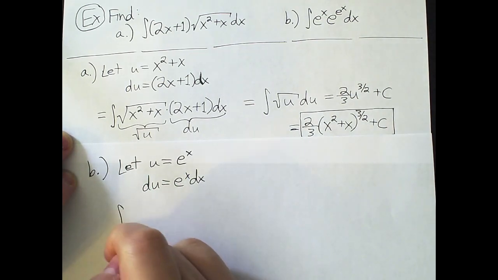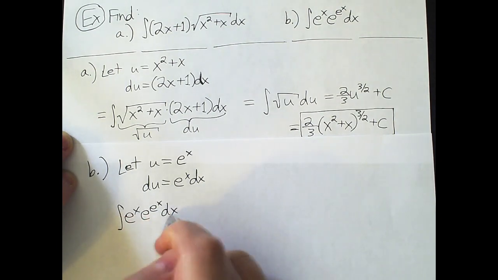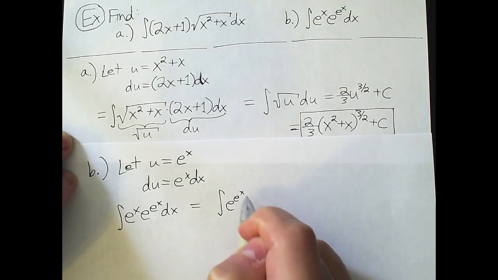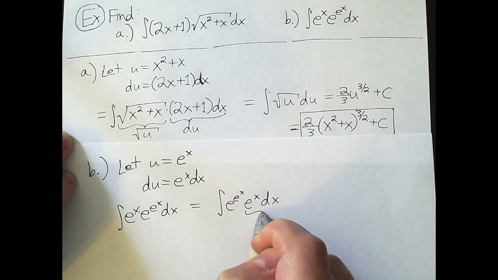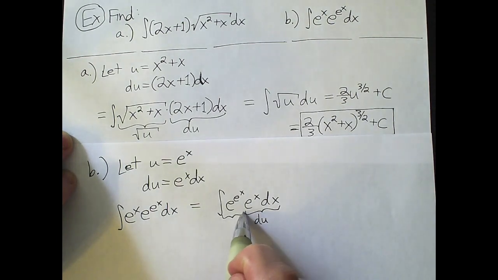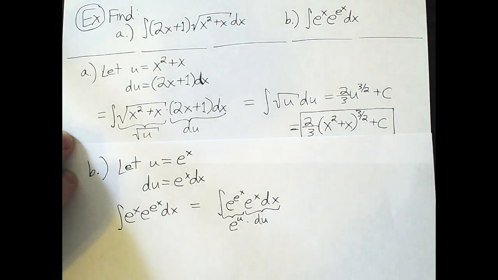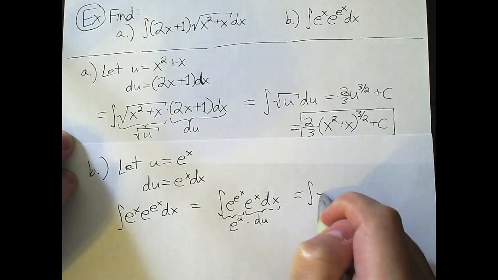So the problem that we're working on, e to the x, e to the e to the x. If we rearrange it a little bit, it looks like this. And sure enough, this part is going to be du. What's this part? E to the x can be thought of as e to the u. Pretty cool. So this entire problem turns into one that's much easier.